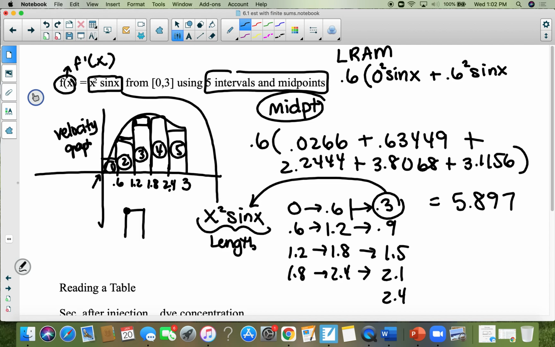And the only number that you don't use is the 3 for the left RAM. And for the RRAM, you don't use the 0, but you use the 3.